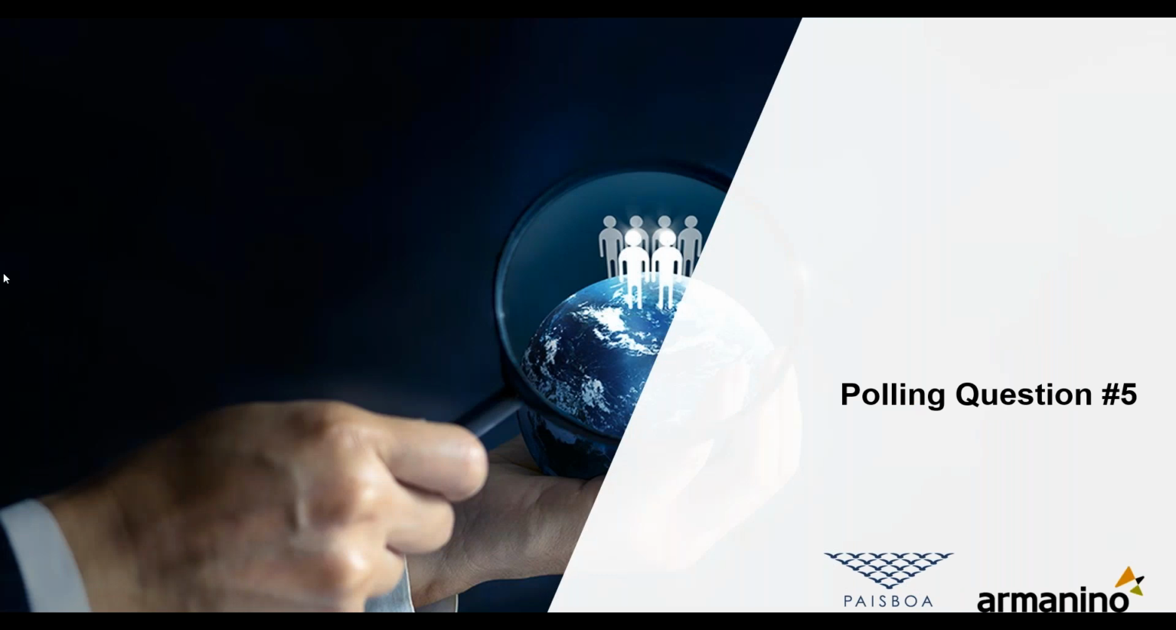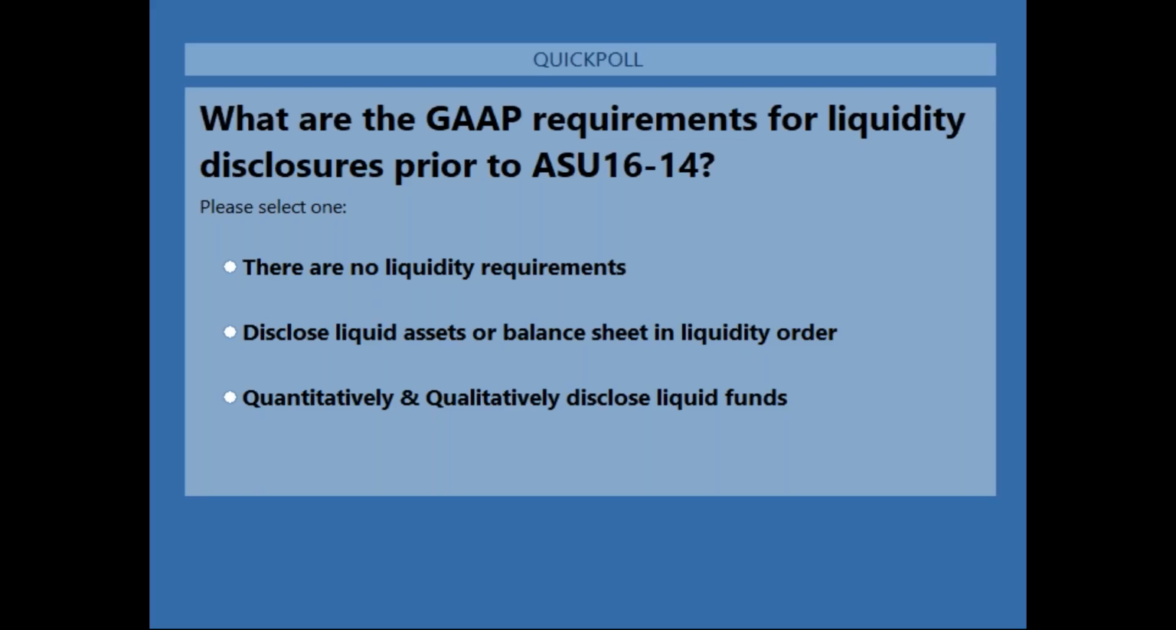Awesome. So now we're going to start with our fifth polling question, which is: what are the GAAP requirements for liquidity disclosures prior to ASU 2016-14? Is it that there are no liquidity requirements? The only requirement is to disclose liquidity of assets or present the balance sheet in liquidity order? Or you must quantitatively disclose the availability of funds within 12 months of the year end and qualitatively disclose the liquidity of those funds?